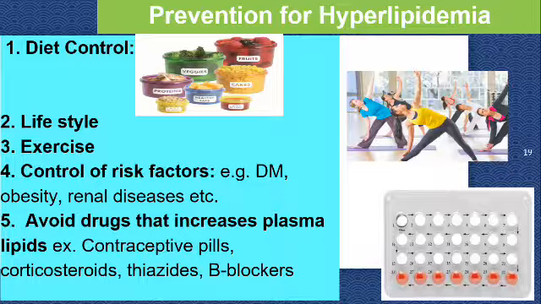The fourth one is control of risk factors, for example, diabetes mellitus, obesity, and renal diseases. And the fifth one is to avoid drugs that increase plasma lipids. Examples are contraceptive pills, corticosteroids, thiazides, and beta blockers.